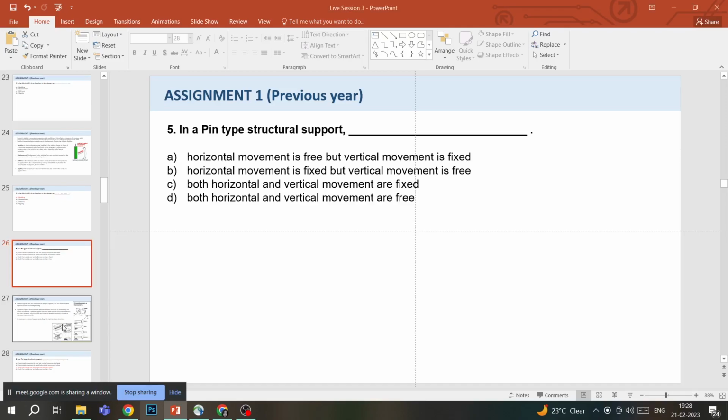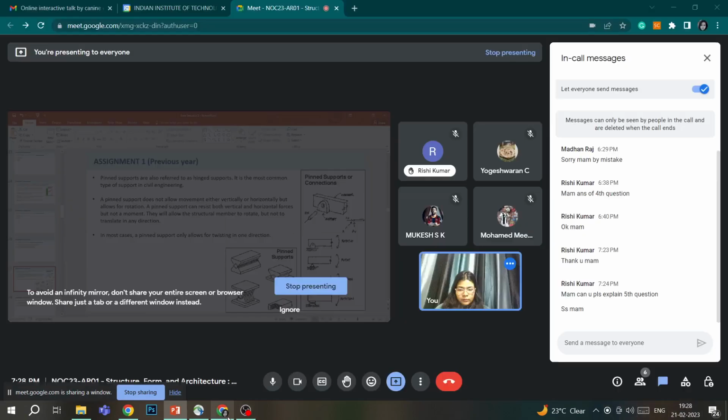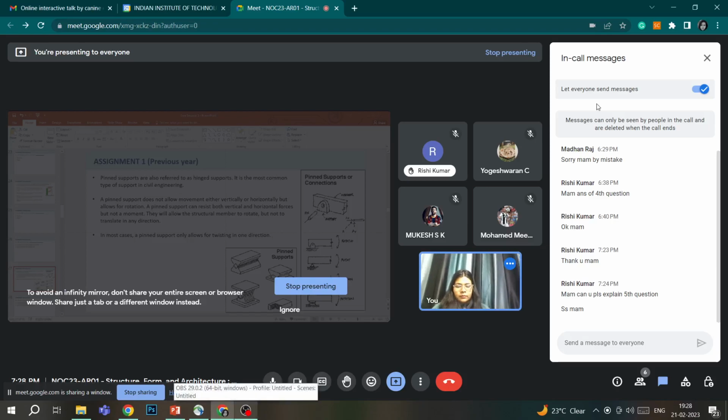And these are some of the examples. You can see this is how pin supports act. They're attached with the help of a pin, and both the members are attached with the help of a pin, which makes it easier to rotate. I hope it explained.